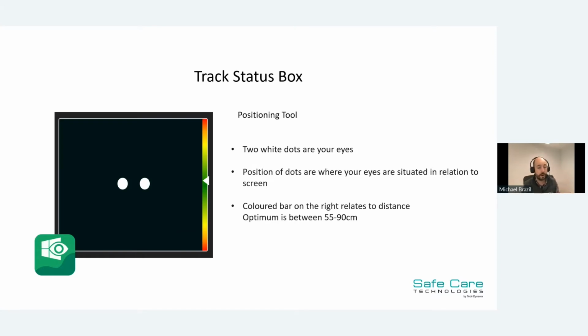The colored bar on the right hand side relates to the distance. The optimum distance for an eye gaze user is between 55 to 90 centimeters. So that white arrow on the right hand side, if I go closer, the white arrow is going to move up, and if I go further away, the white arrow is going to move down. So again, that's your distance. We want to get that as close as we can to the green in the center. That's getting the optimum position for the eye gaze user. Okay, so that is your track status box.